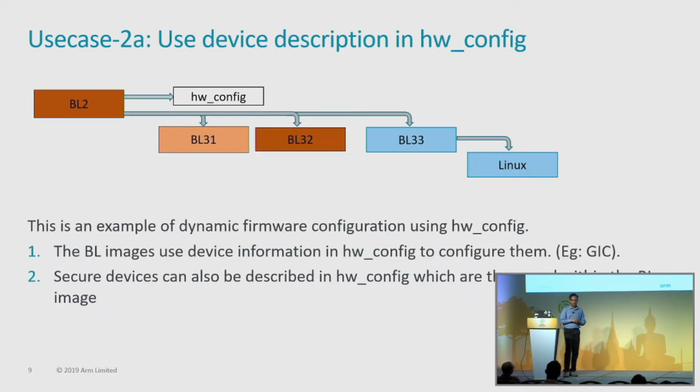This is an extension of the previous use case. In addition to loading the kernel device tree, the bootloader images can make use of the information in the kernel device tree, like, for example, address of certain peripherals described in there. Also, secure devices can be described in the hardware config, which are then used by all the bootloader images. It can be then removed, or if you are not worried about security, you can keep it there and then passed on to Linux. Linux will just ignore it.